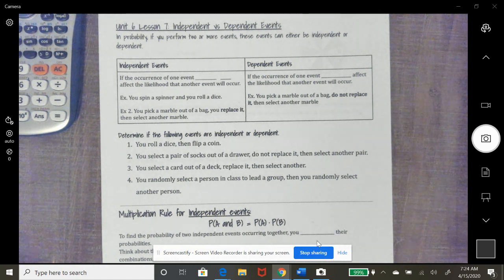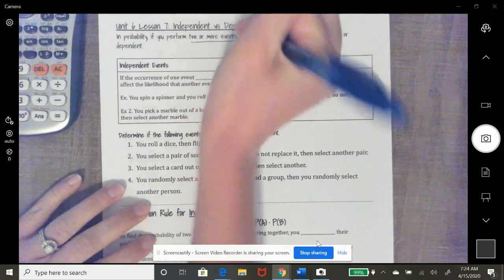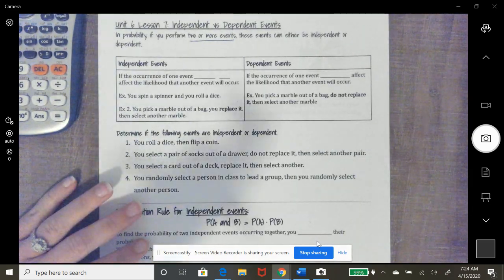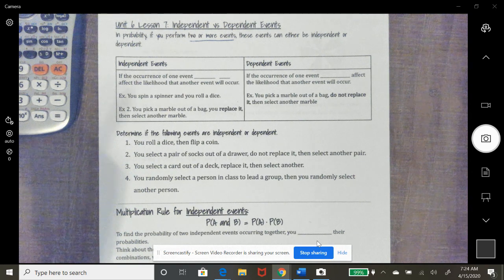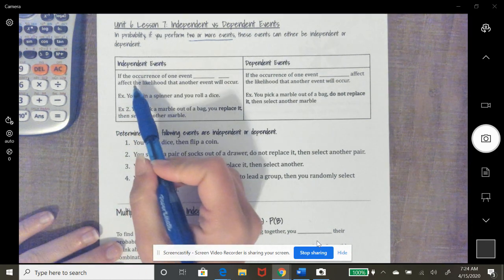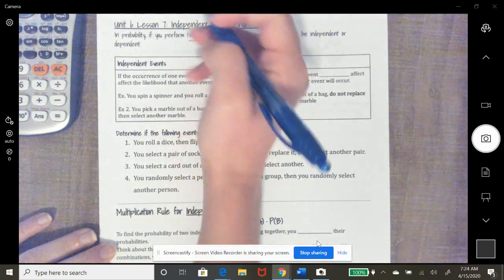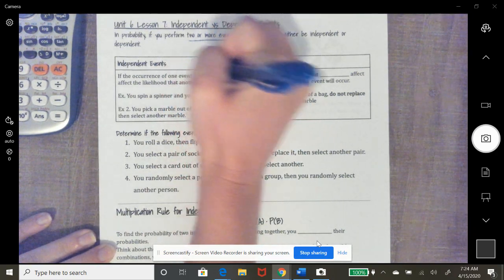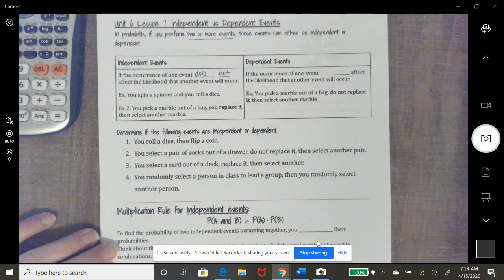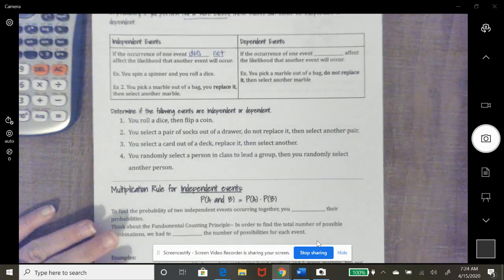So to start, we're going to talk about some vocabulary, independent versus dependent events. So in probability, if you perform two or more events, like rolling a dice twice, or drawing two cards, that's more than one event. These events can either be independent or dependent. So independent events are if the occurrence of one event does not affect the likelihood that another event will occur.